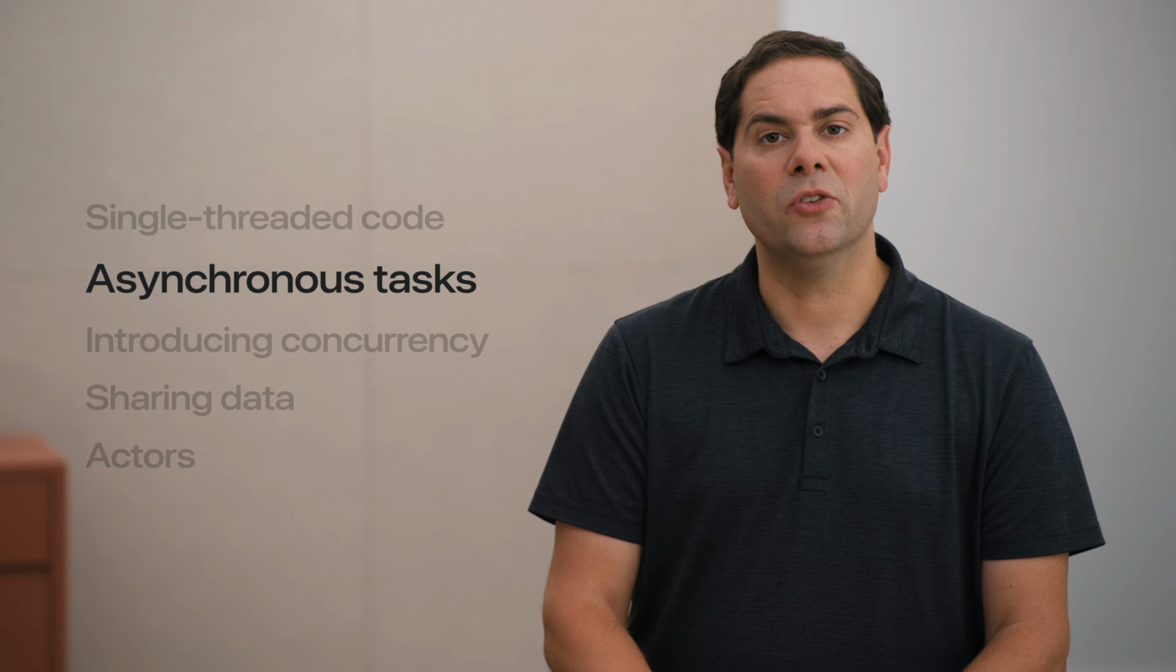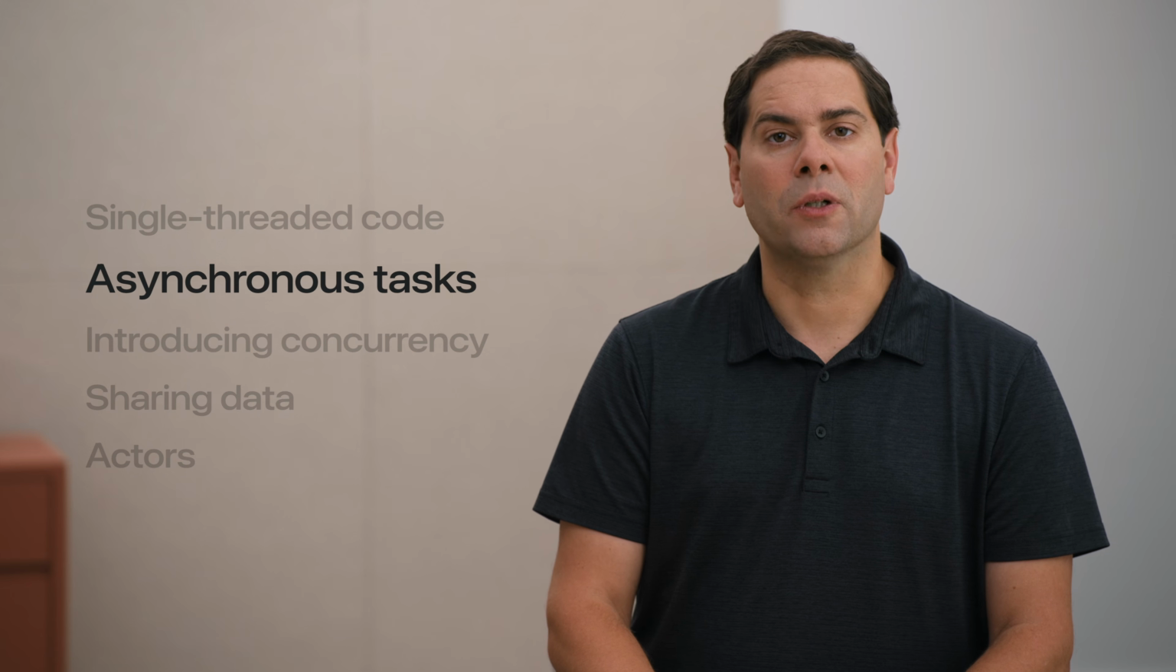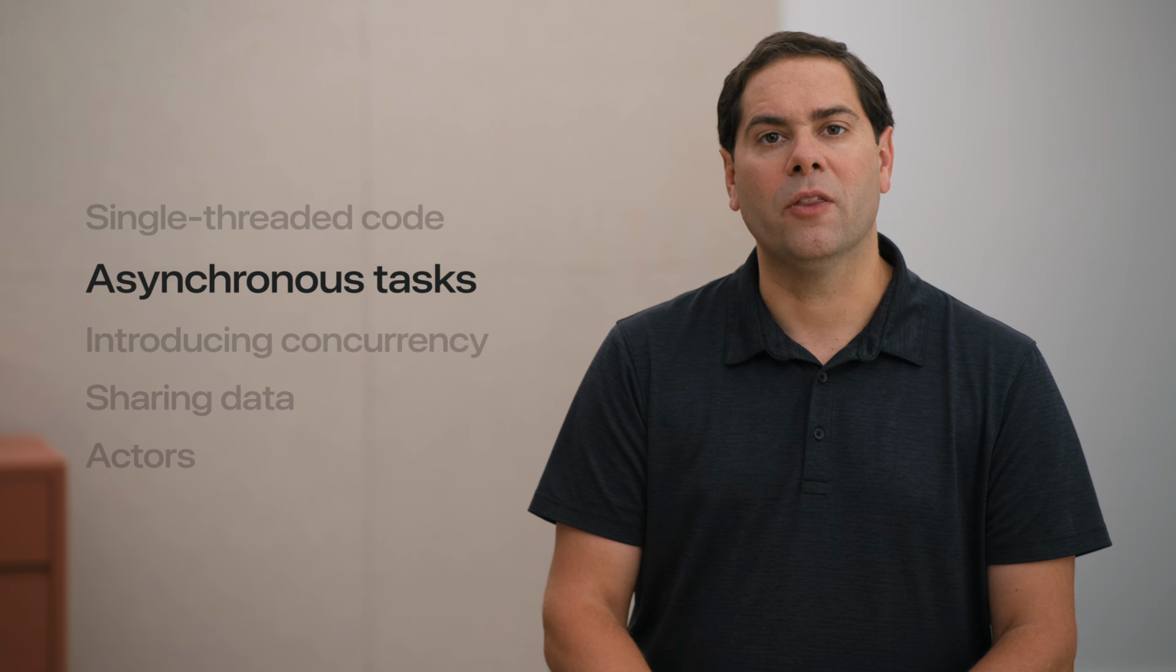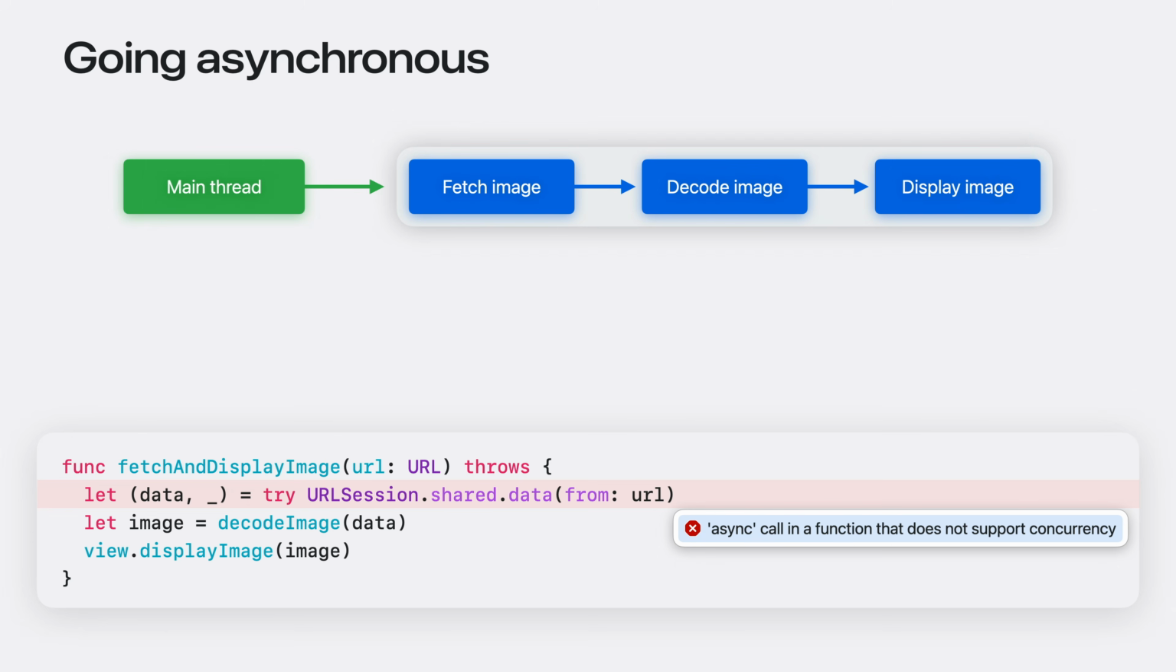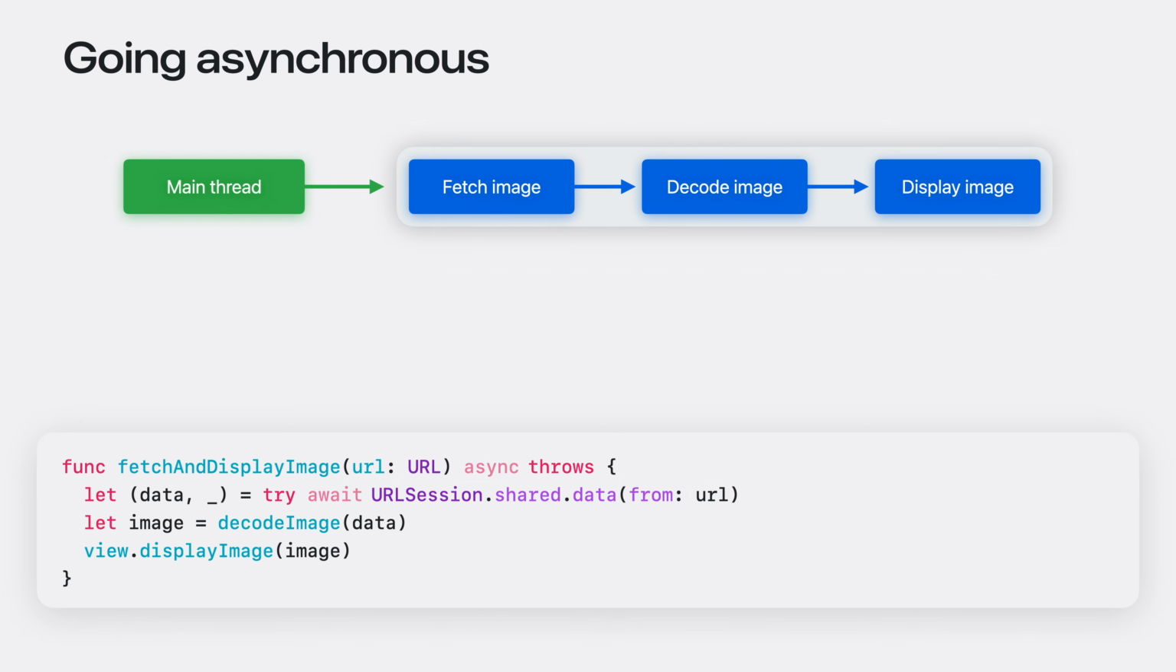Asynchronous tasks can be used when waiting on data, such as a network request, without tying up the main thread. To prevent hangs like this, network access is asynchronous. We can change fetch and display image so that it's capable of handling asynchronous calls by making the function async and calling the URL session API with await. The await indicates where the function might suspend, meaning that it stops running on the current thread until the event it's waiting for happens. Then it can resume execution.